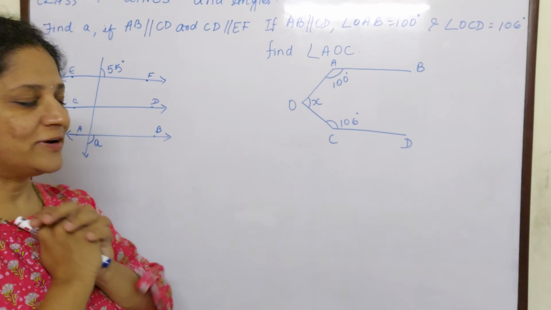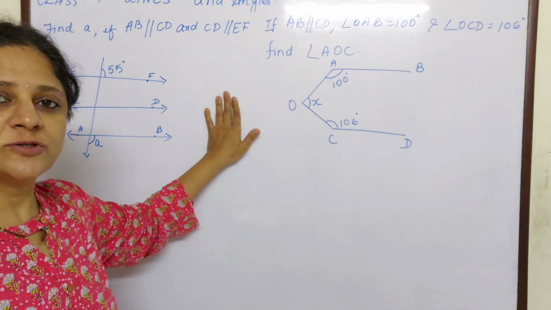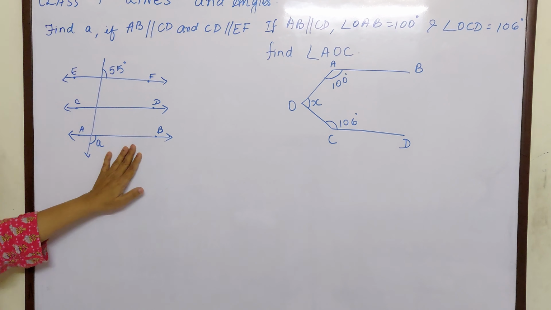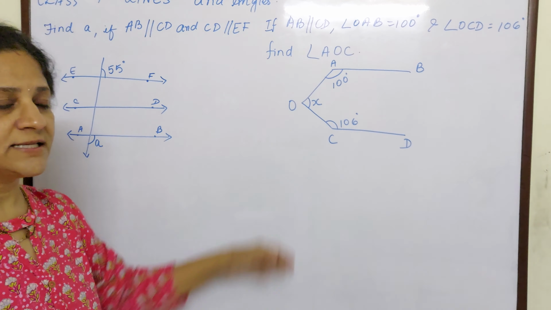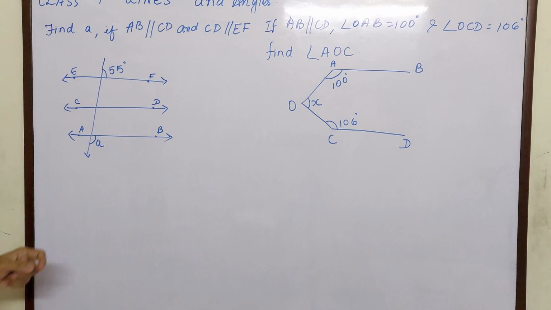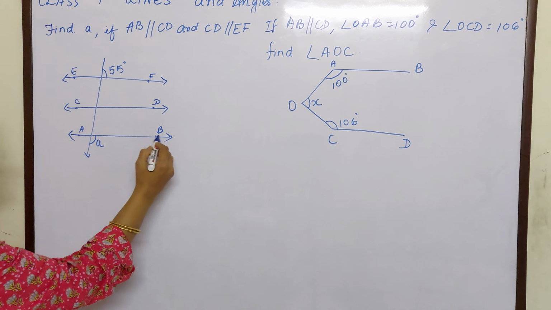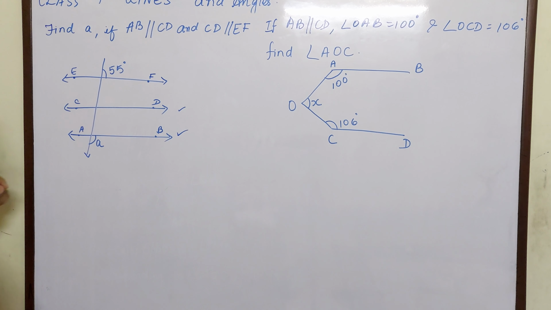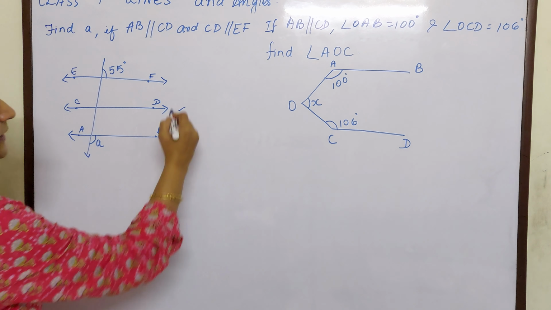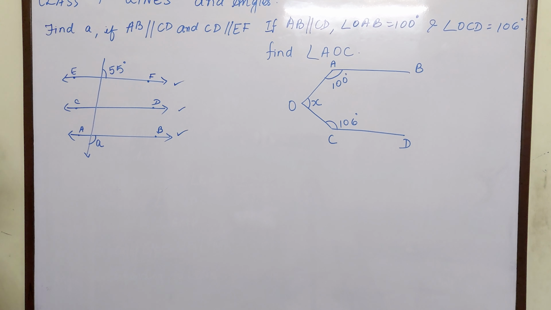Hello children, welcome back. Today we are going to solve sums on the basis of parallel lines and the angles made by them. Now here they have told that find A if AB is parallel to CD. That means this line is parallel to this, and CD is parallel to EF, and you have to find A.